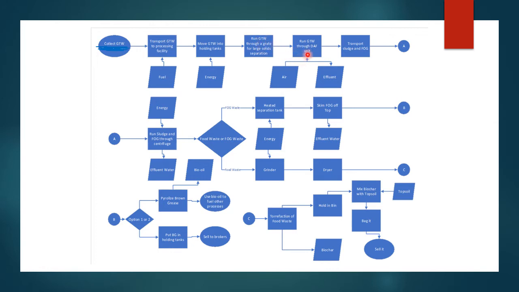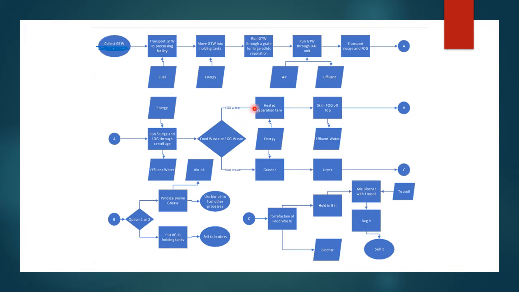Then run the grease trap waste through the DAF unit, and transport the sludge and the FOG, which is fats, oils, and greases, and then run it through the centrifuge. Then the food waste and the fats, oils, and greases are separated into two separate levels. The food waste goes onto a grinder and then a dryer, and eventually it reaches the pyrolysis vessel where it undergoes torrefaction, and then it either goes into a holding bin where it can be mixed with the biochar or just sold in bulk.